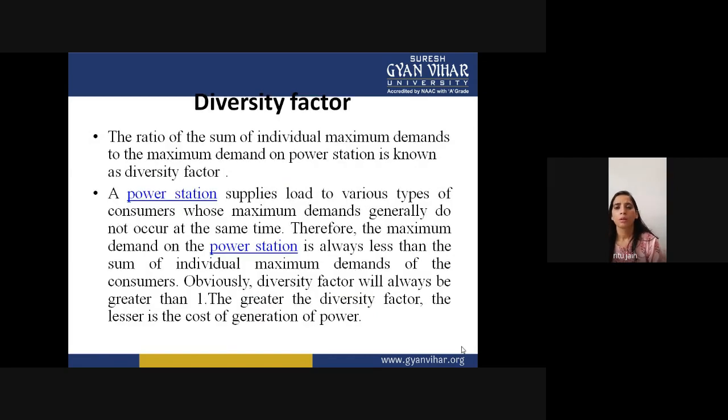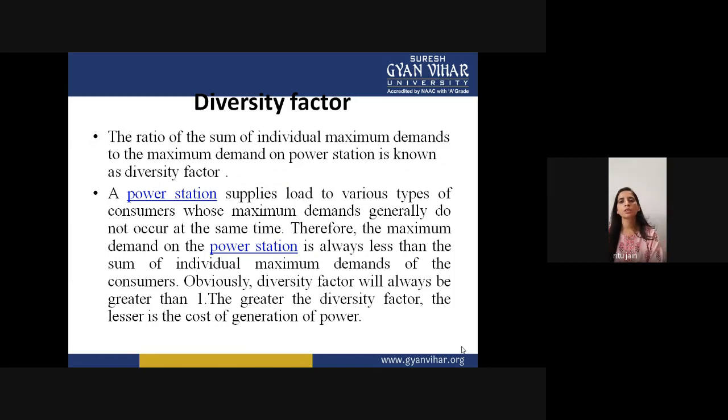Now, the important point is the diversity factor. Diversity factor is the ratio of the sum of individual maximum demands. Actually, there are different consumers, so we have to calculate the maximum demand of different loads. The ratio of the sum of individual maximum demands divided by the maximum demand of the power station is known as the diversity factor.